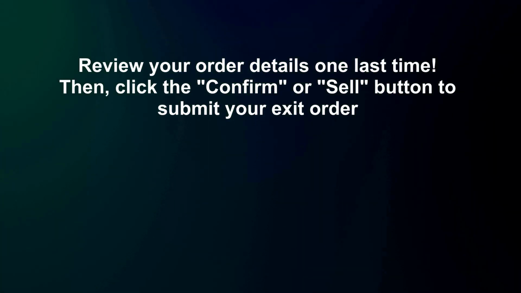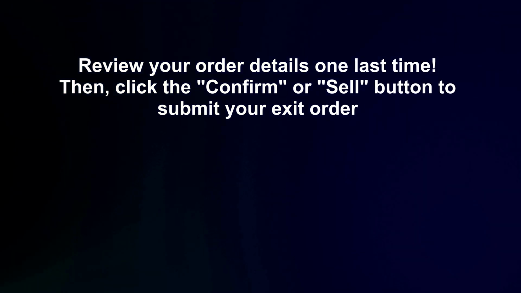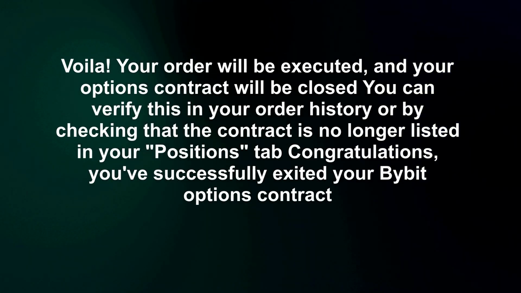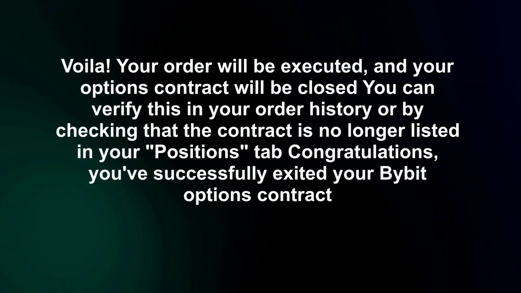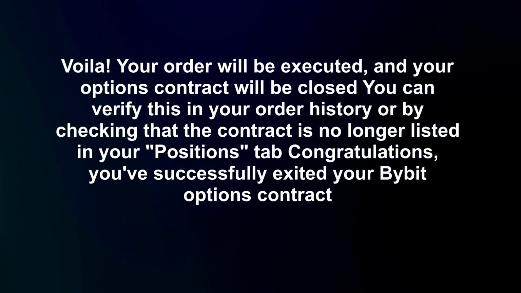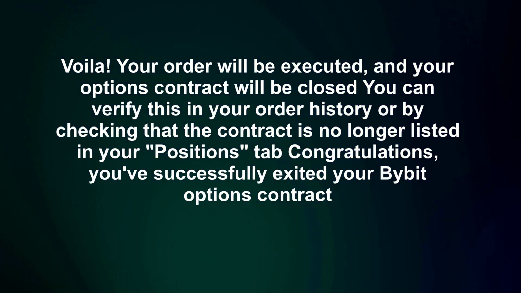Review your order details one last time, then click the Confirm or Sell button to submit your exit order. Voila! Your order will be executed, and your options contract will be closed. You can verify this in your order history or by checking that the contract is no longer listed in your Positions tab. Congratulations! You've successfully exited your Bybit options contract.